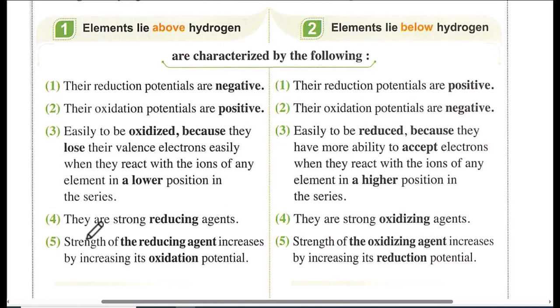The strength of the reducing agent increases with increasing oxidation potential. Oxidation potential means the strength of this element to release electrons to another element or act as a reducing agent.